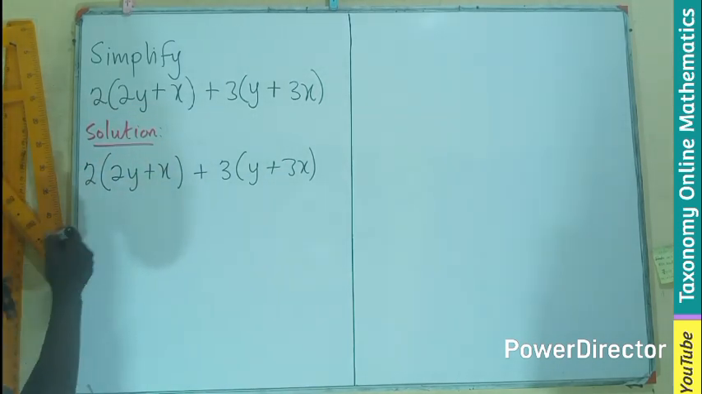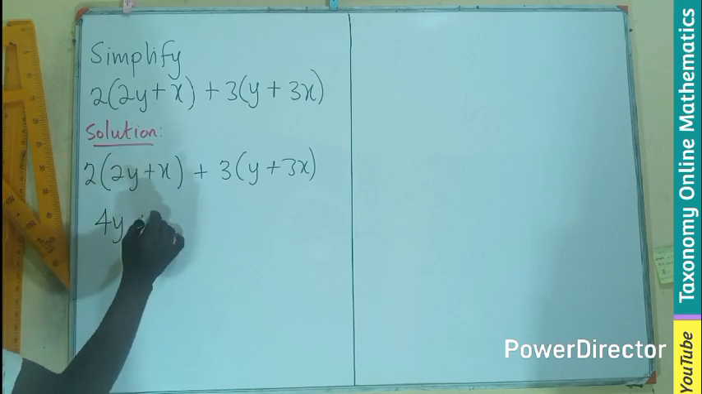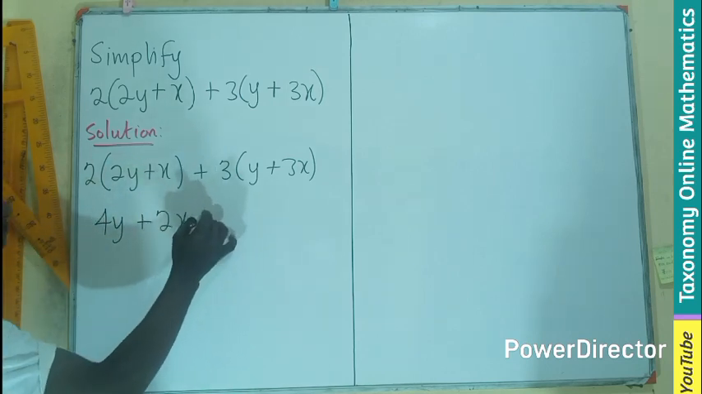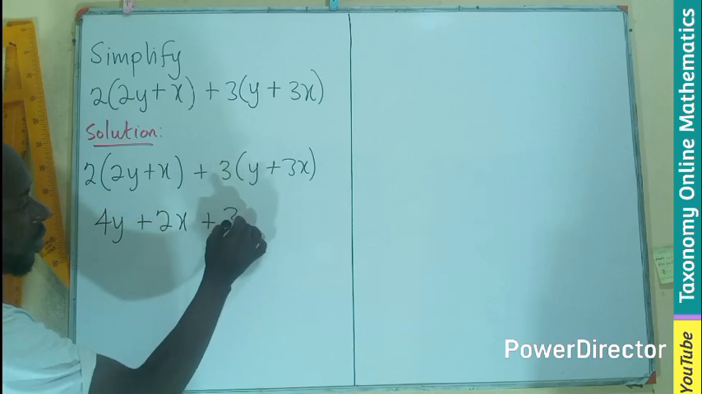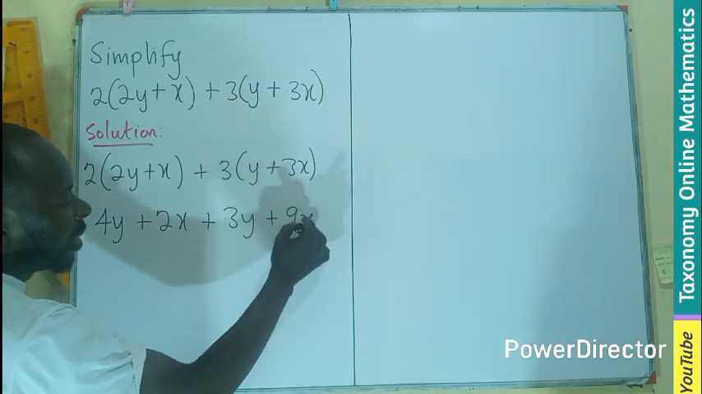So 2 times 2y will give you 4y, plus 2 times x will give you 2x. Then 3 times y will be 3y. 3 times 3x, that will be 9x.